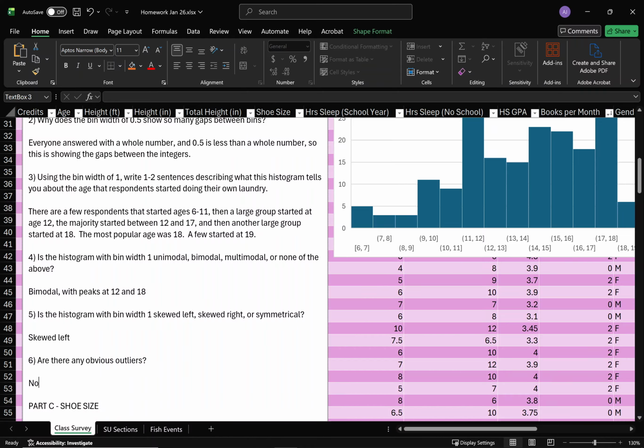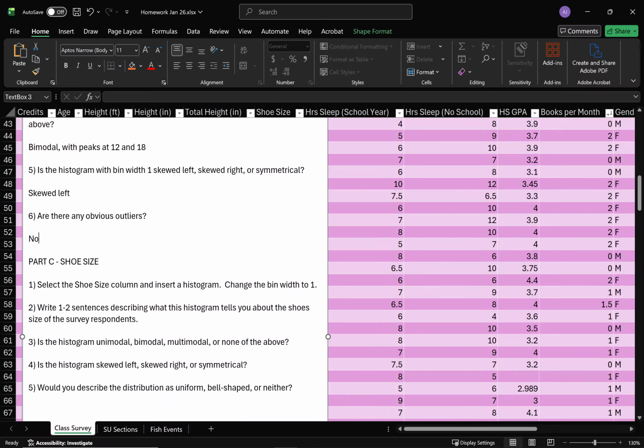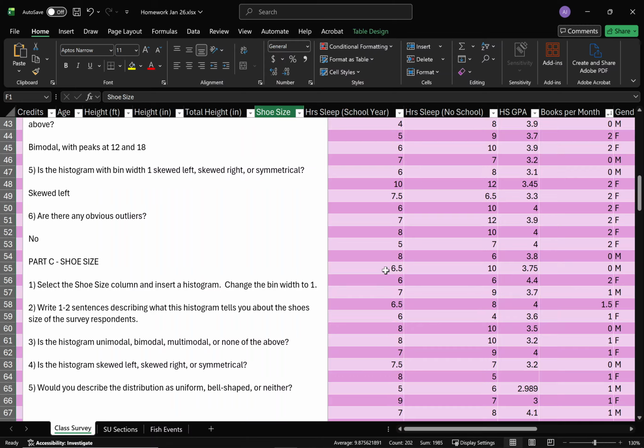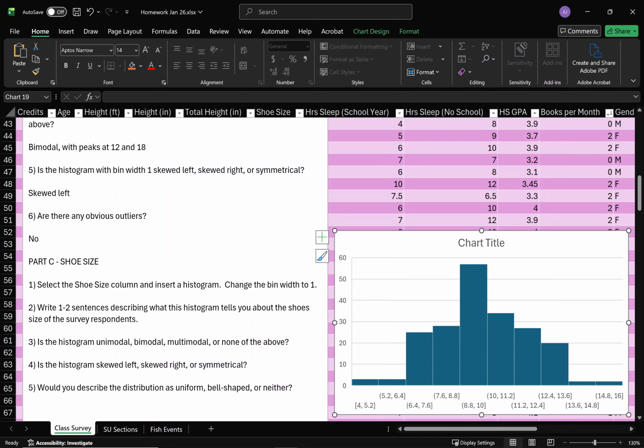Okay, shoe size. Select the shoe size column, insert a histogram. So back up here to column F, insert histogram. And I'm going to cut this again, Control X, move it down here next to the questions. Okay. And let's call this shoe size so I don't forget.